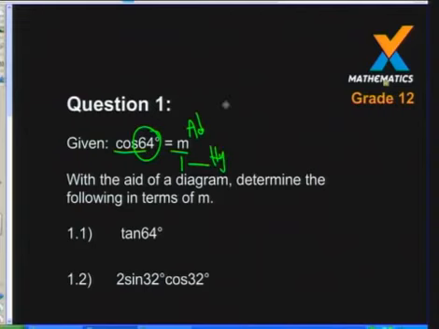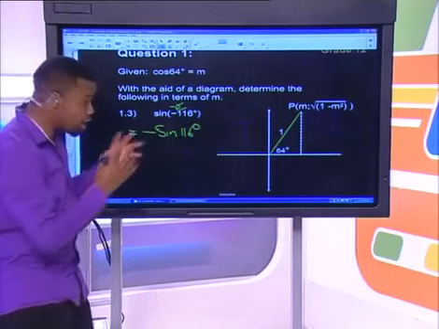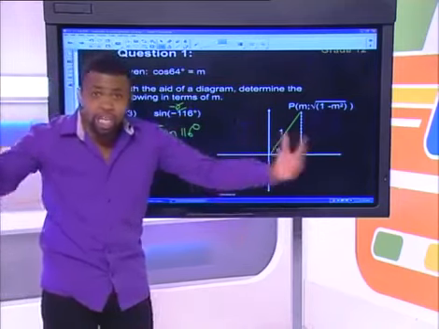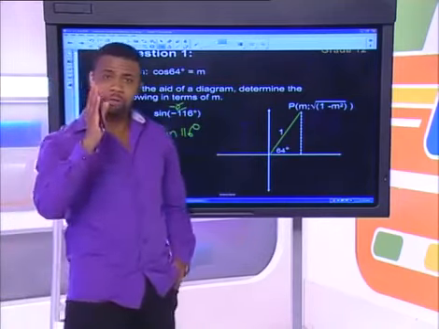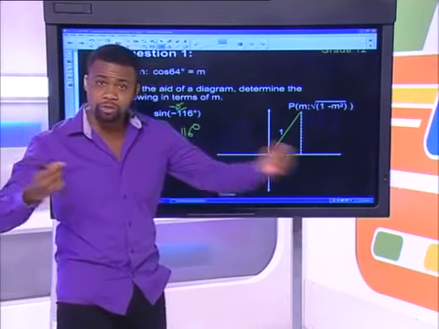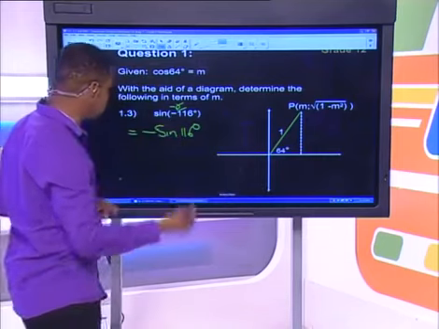Okay, guys, let's look. What do we have here? With the aid of a diagram, the aid of a diagram is very important. You have to draw the diagram. You have to have the diagram. But I don't have minus 116 on my diagram. What can I do? I have 116. I have to try to reduce this. What can I do? I can use reduction formulae.